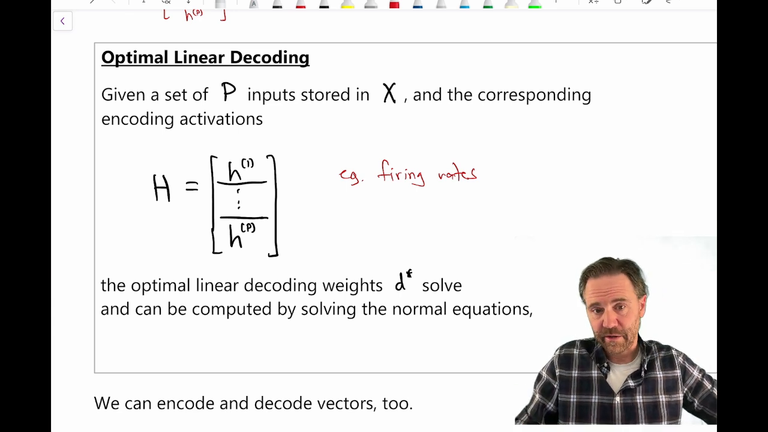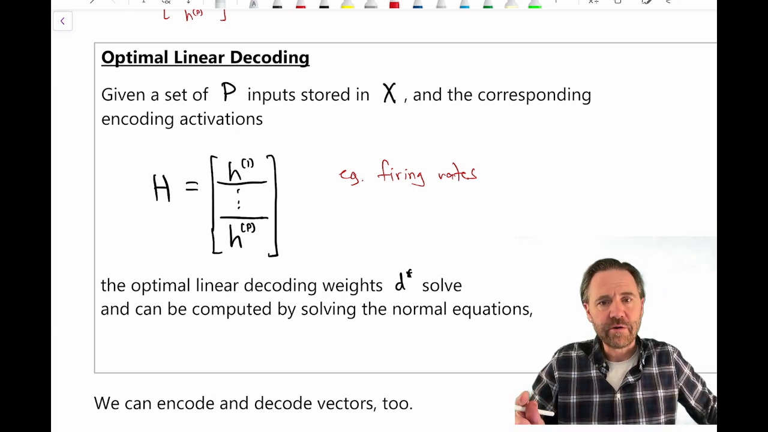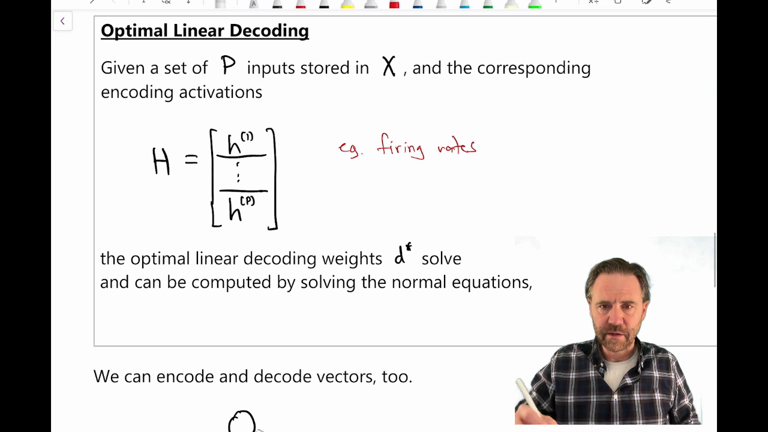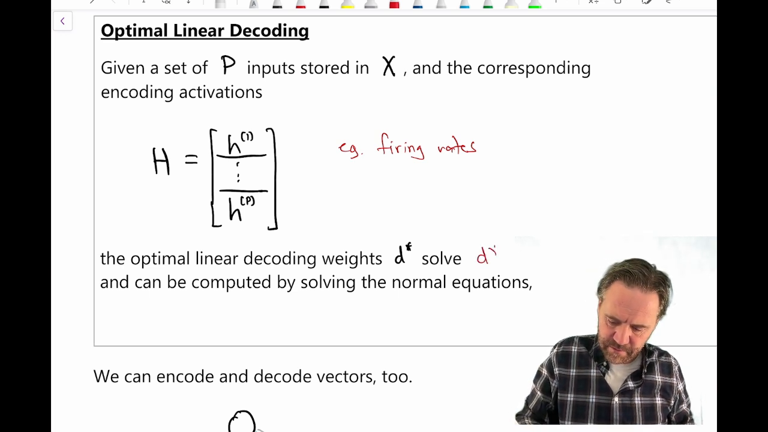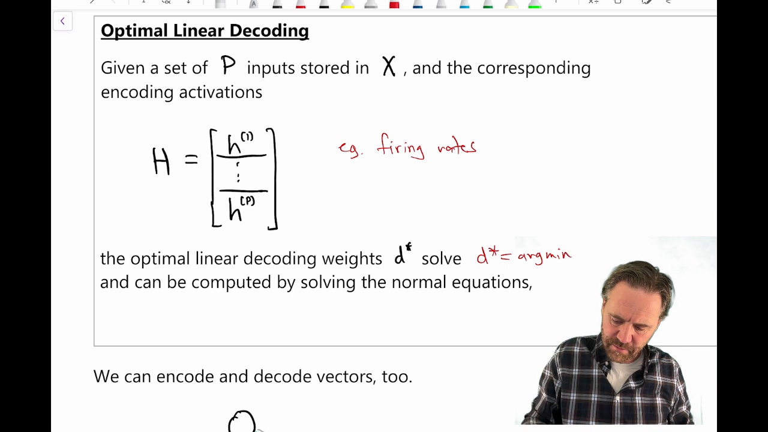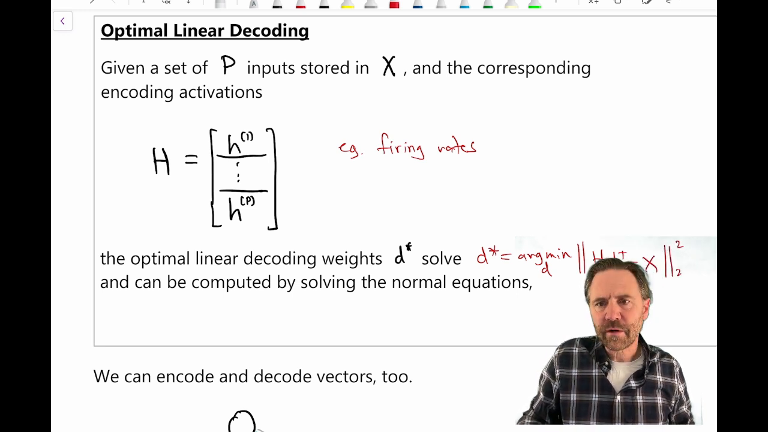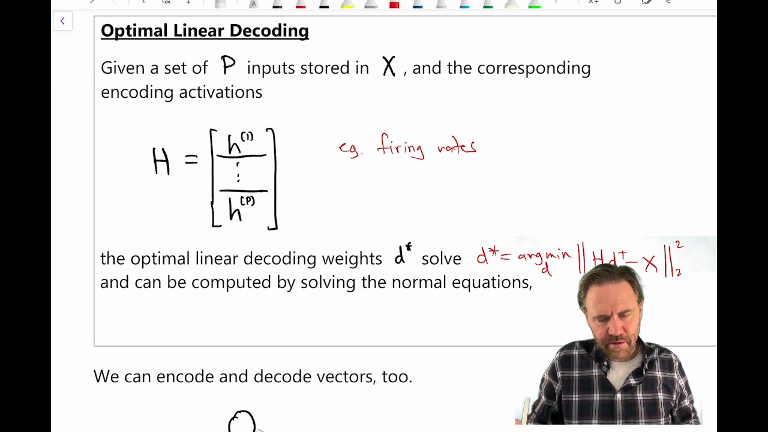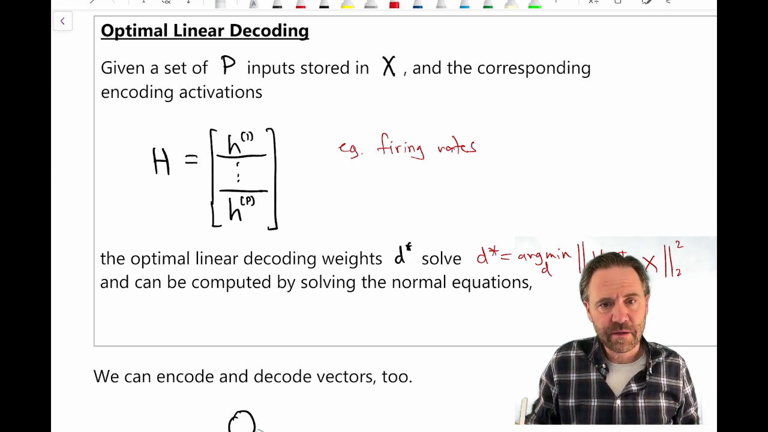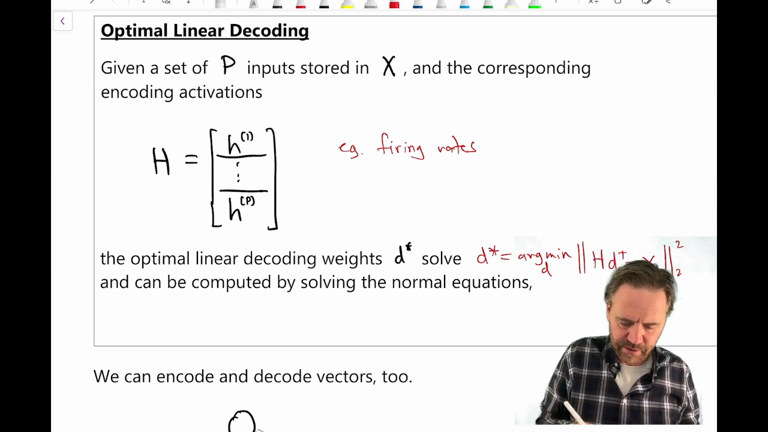neural activities, whatever they are. The optimal linear decoding weights, D star, solve argmin over D of H times D transpose minus X, L2 norm squared. And those weights can be computed by solving the normal equations.